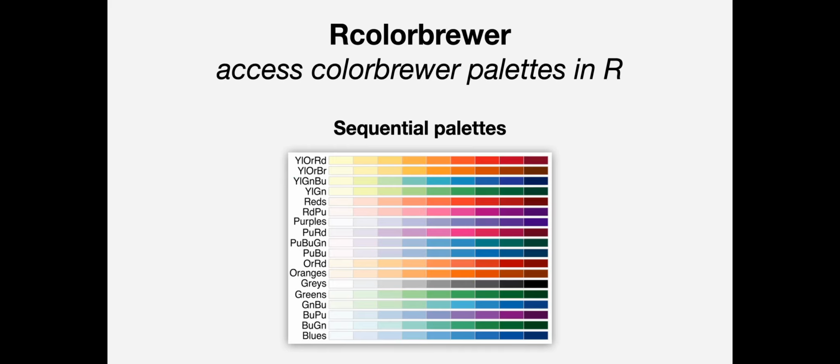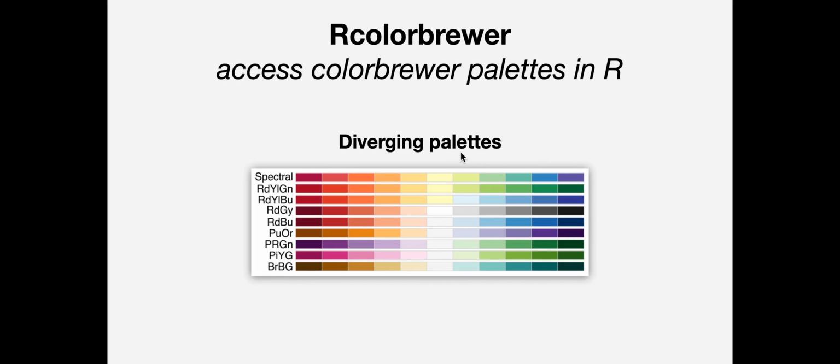In addition to qualitative palettes, there are sequential palettes, and these are the names of them, and they start from light shades all the way to darker shades in the same sequence of color space. And then lastly, there are diverging palettes that start at one color and go to an opposite color on the other end with a white or light color in the middle.